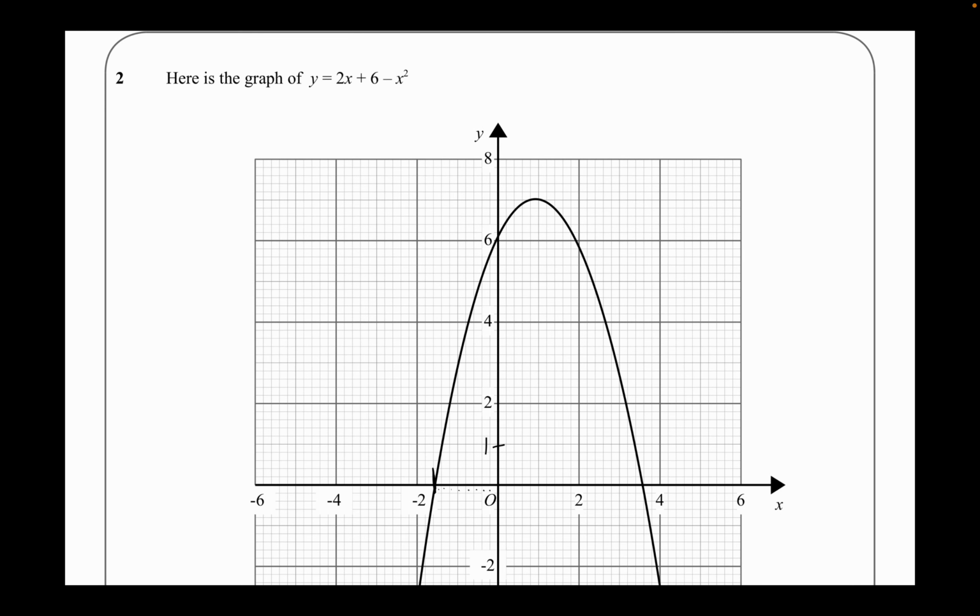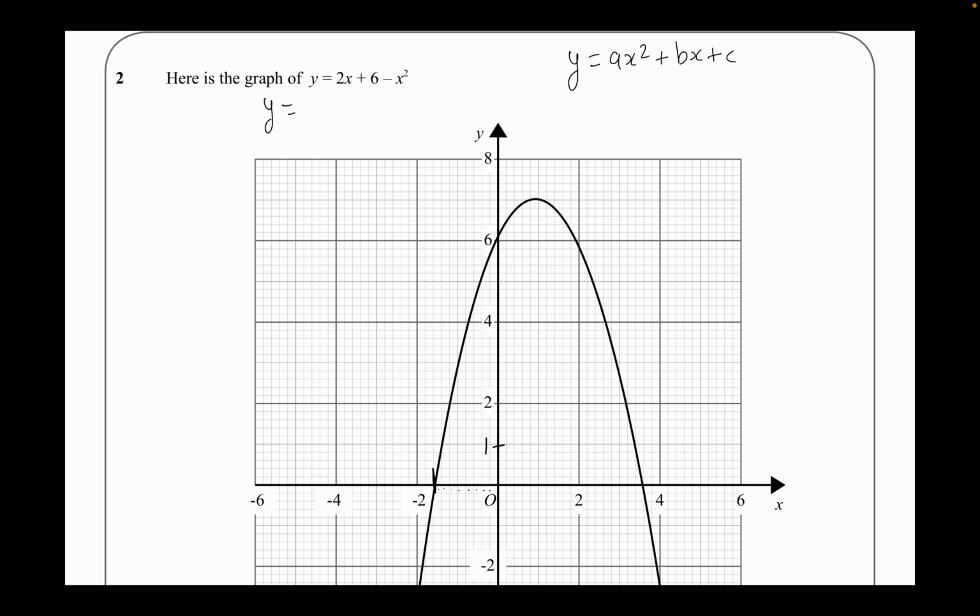Question 2 is, here's the graph of y equals 2x plus 6 minus x squared. Now you can see that the equation is a bit rearranged in a different format. Remember, quadratic equations always have this kind of format: y equals ax squared plus bx plus c. This is the format of the quadratic equation. So you're going to rearrange this. I know this is not necessary, but just do it in case it might be helpful.